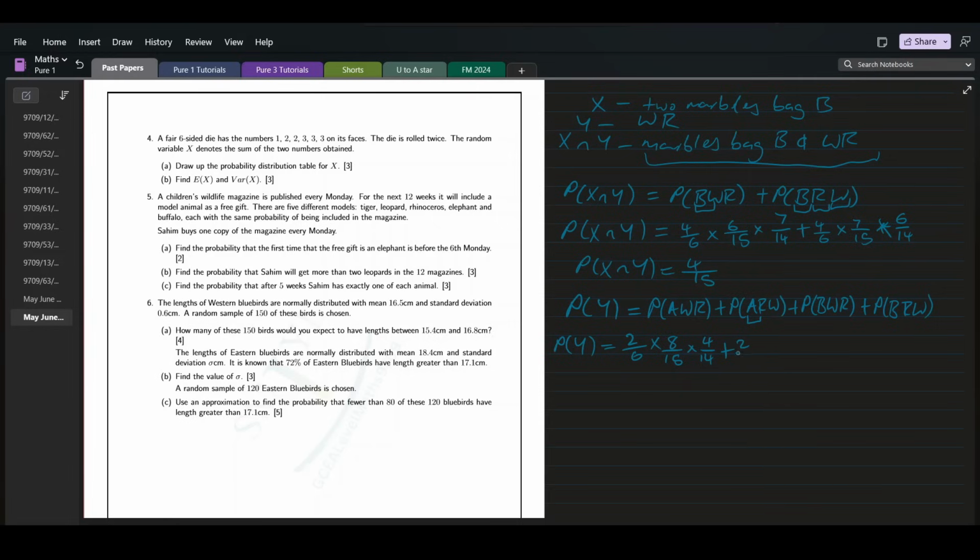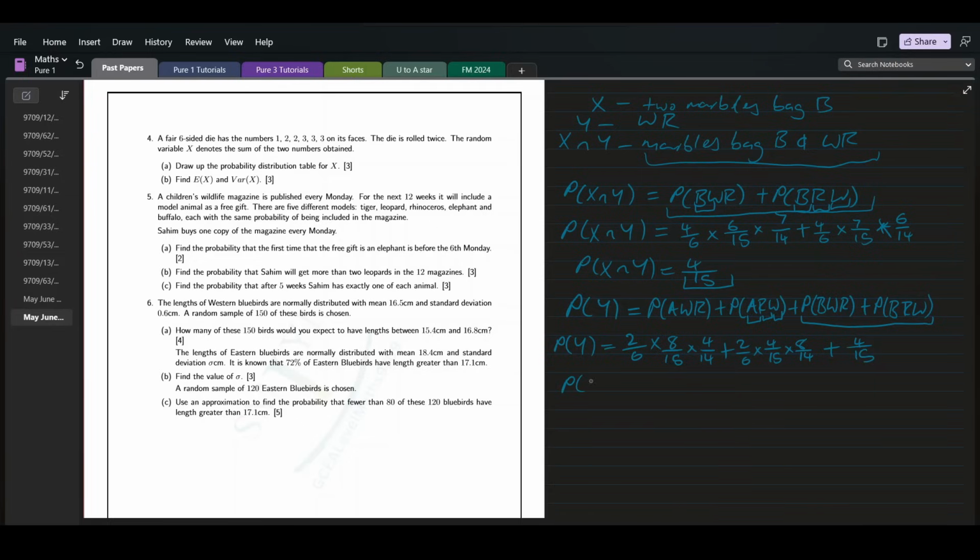bag A, that's 2 out of 6, followed by the probability of picking a red marble, that's 4 out of 15, multiplied by the probability of picking a white marble. We have 8 of them, and the remaining marbles are 14. And then this section over here is basically what we evaluated when we were doing probability of X intersection Y, so that sums up to 4 over 15.